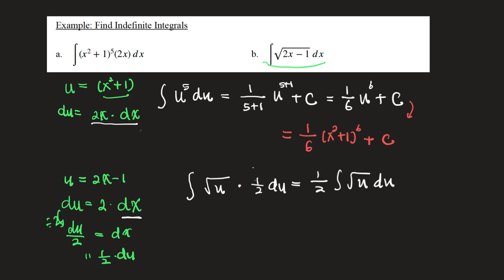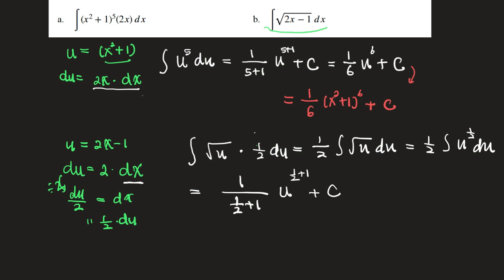What is next going to be? Guys, remember the antiderivative of a square root. Another way: 1/2 integral of u to the 1/2 du. So how can we find it? 1 over 1/2 plus 1, u to the 1/2 plus 1, plus c. So let's calculate 1/2 plus 1. What is 1/2 plus 1? It means 1 over 2 plus 2 over 2, that's 3 over 2. But this is going to be the denominator, so you have 2 over 3, u to the 3 over 2 plus c.